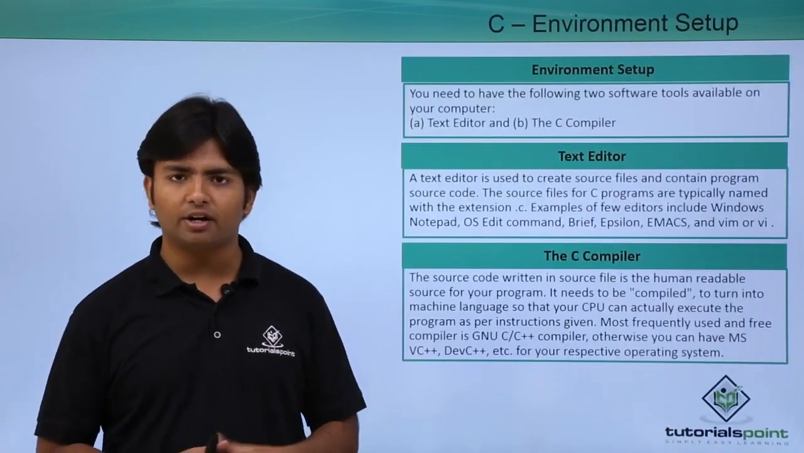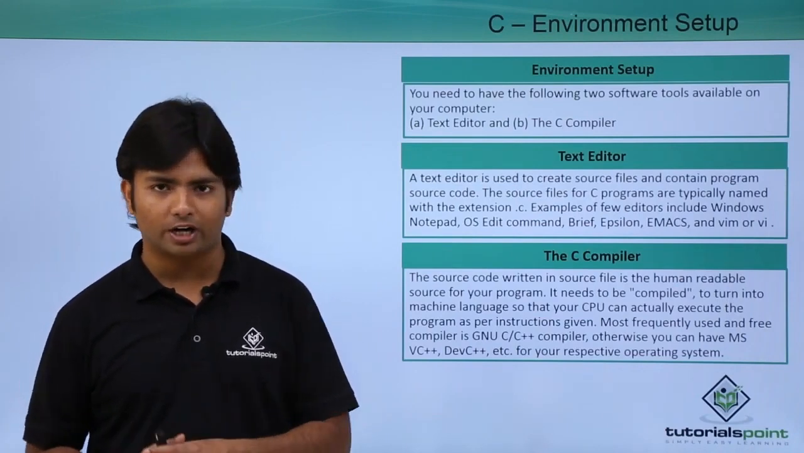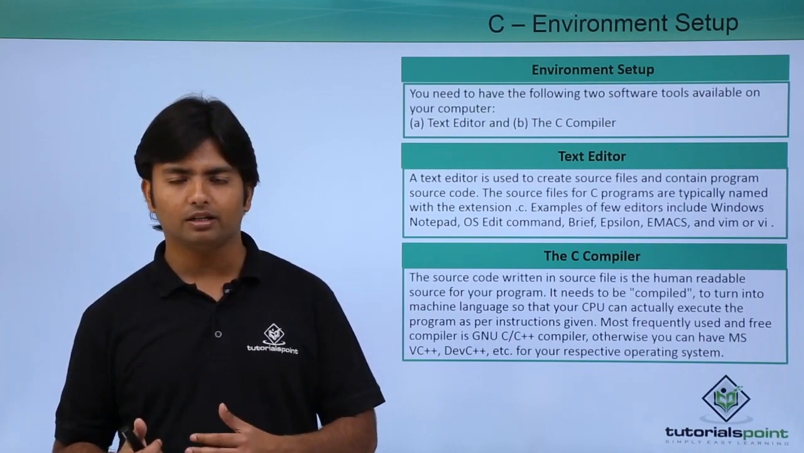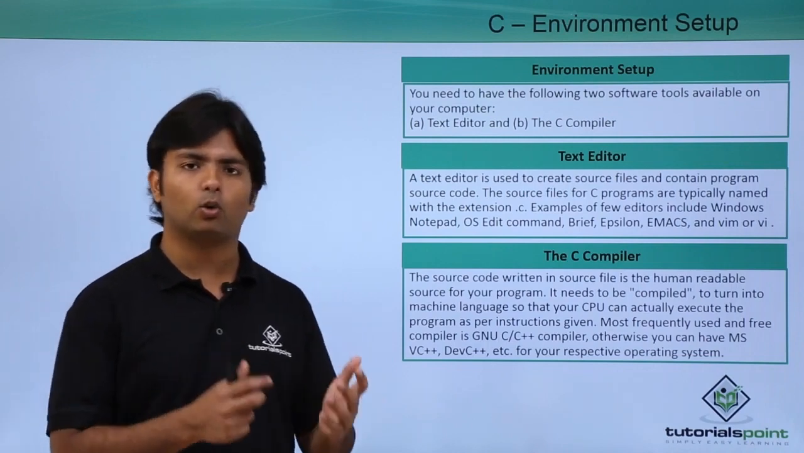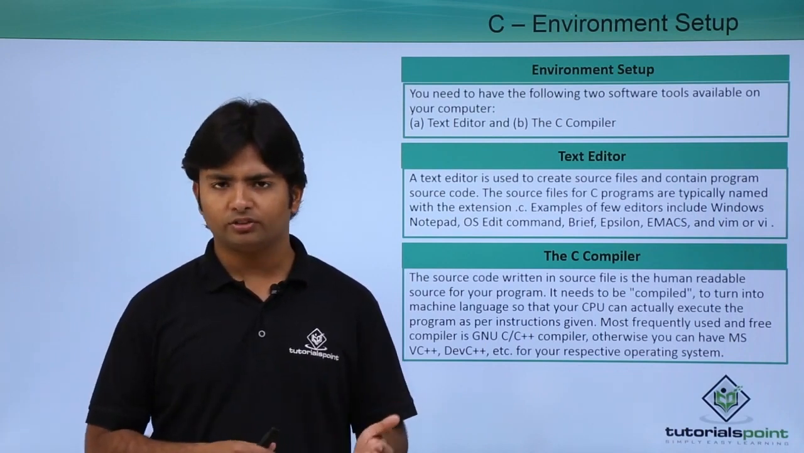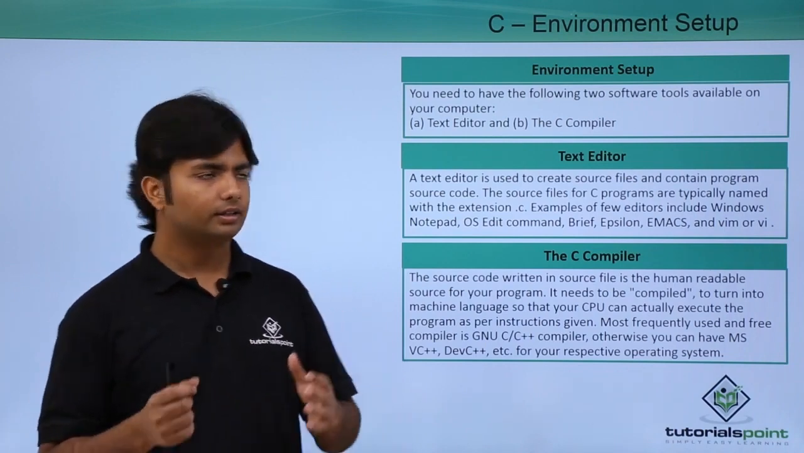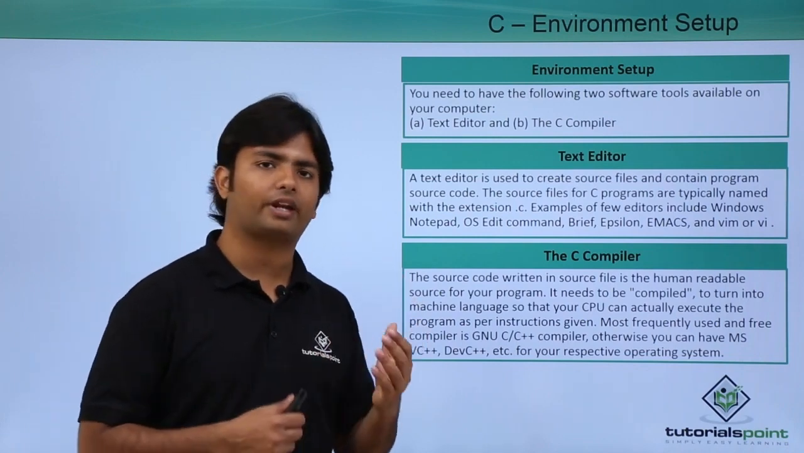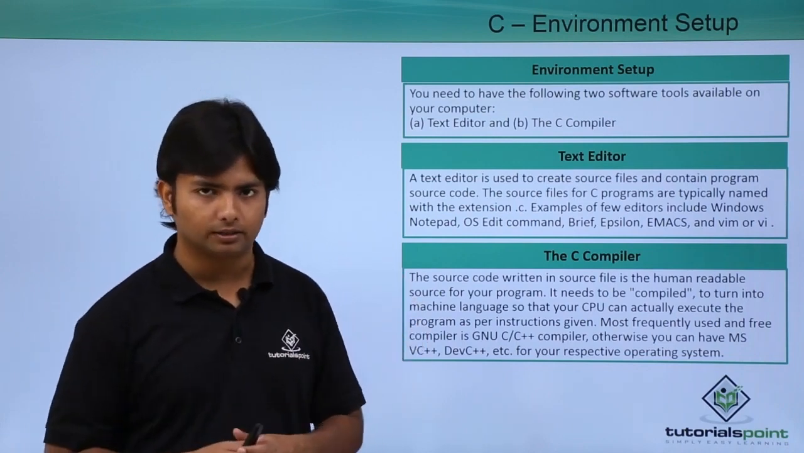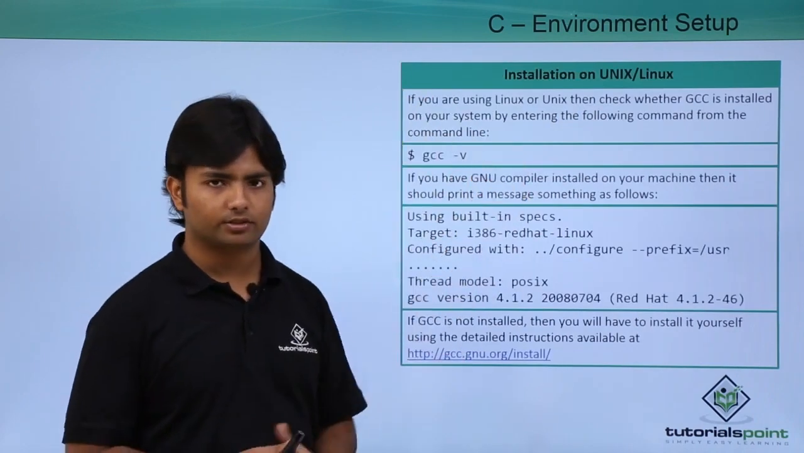One is a text editor, which we will use for writing the basic C program, and a compiler in order to compile the code which we have written in the text editor. So it doesn't matter in which operating system you are working, you will get a valid version of the text editor and the compiler. So let's get started with the Unix operating system.